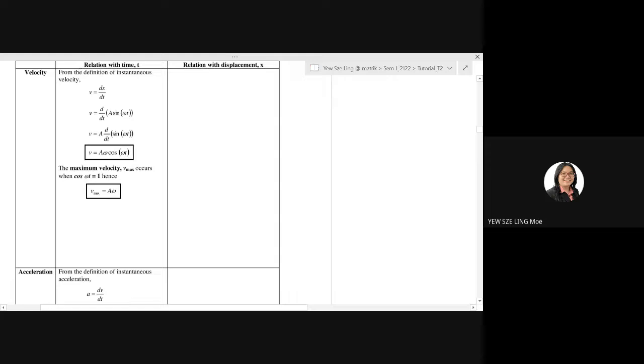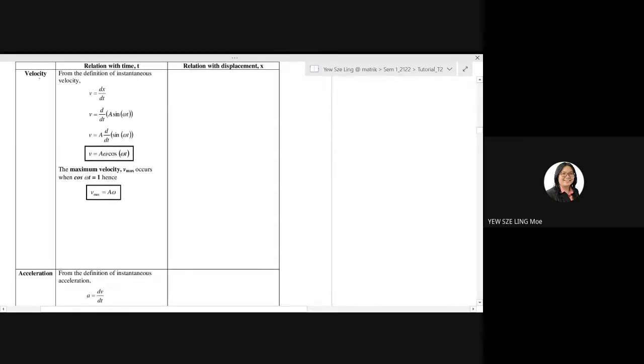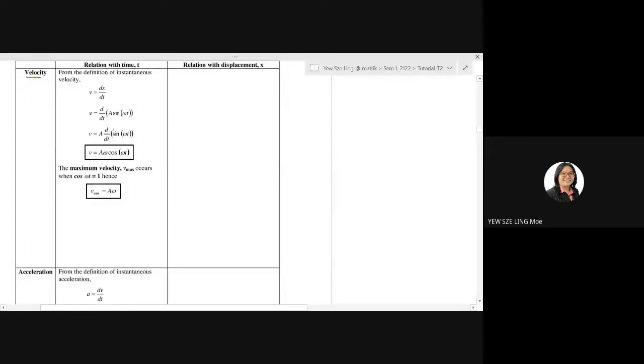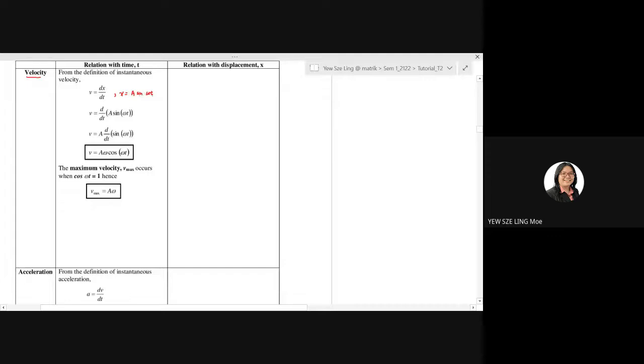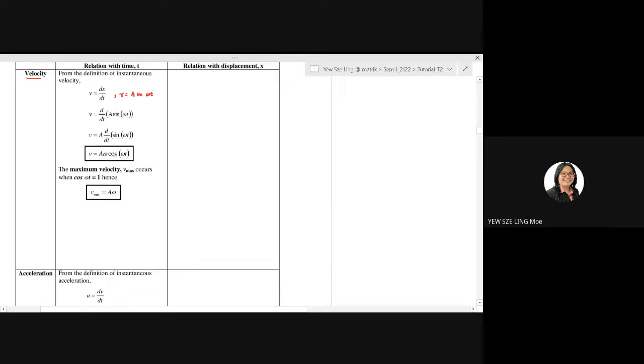which is the equation that we're going to derive right now. First of all, how to get the equation of velocity in terms of time? You differentiate the equation of x. So v equals dx over dt, based on the definition of velocity. We know x equals a sine omega t. So you differentiate a sine omega t, and you obtain v equals a omega cos omega t. Differentiate sine, you obtain cos.